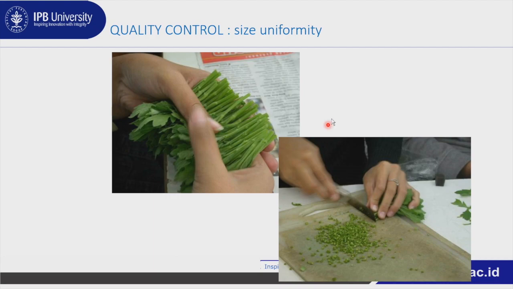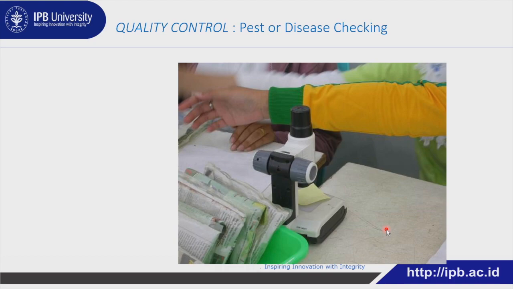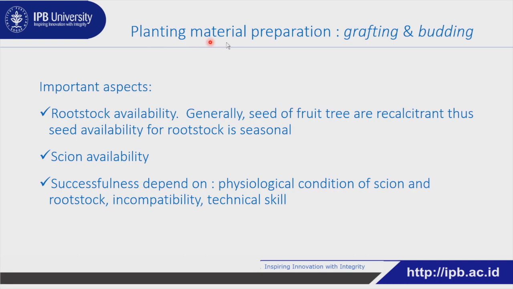And after that, for size uniformity, they will do the slicing like this. Yeah. And inspection of the presence of pests and disease. And next, we go to the planting material preparation for grafting and budding. And the important aspect of using grafting and budding, of course, we should check the rootstock availability, yeah.